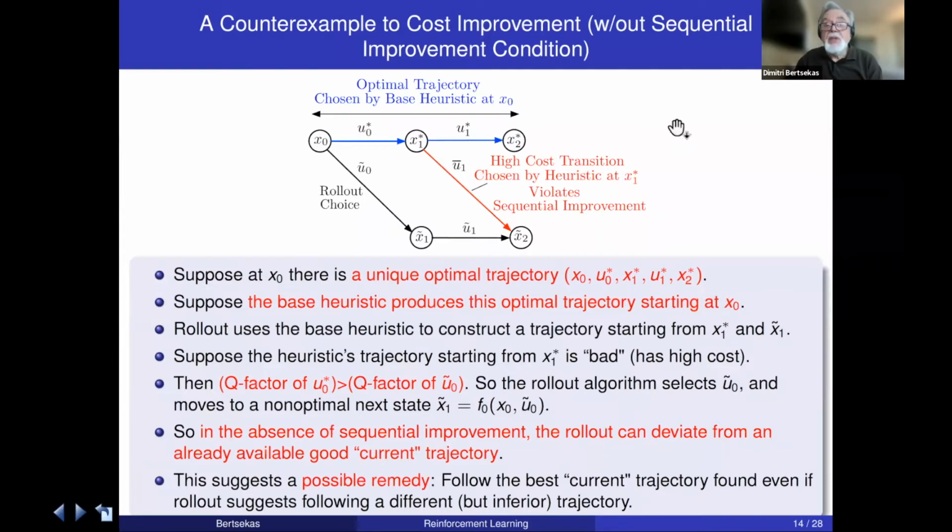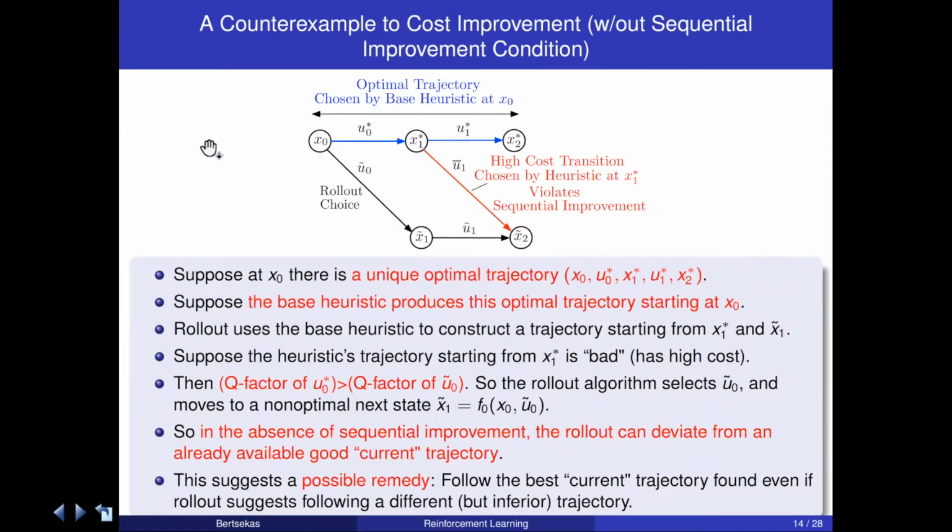And this example is designed so that the Bayes heuristic is kind of weird. And even though it starts optimally, it takes the wrong turn. It's not sequentially consistent. It doesn't stay the course. It deviates from itself. And it also violates the sequential improvement condition. So this is a counterexample. It's designed to illustrate what can happen if you don't have the right condition, so that you can expect cost improvement. Does that answer your question?